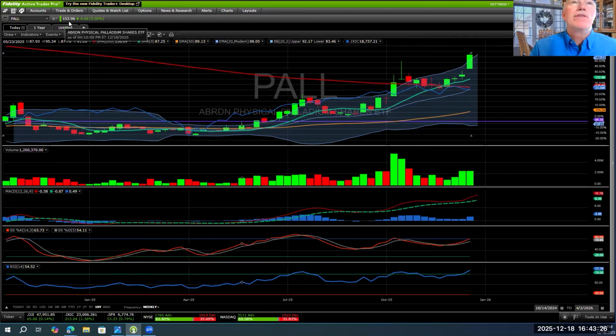It's a little pricey, $153.96 per share. For a lot of people, that's pricey, but it is what it is. I think it's just another example of where money is rotating to. It's looking for value. And that was on the weekly chart too, guys. That wasn't daily. It's a weekly.